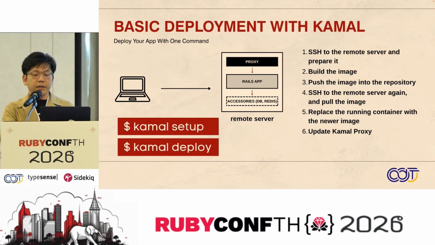Finally, Kamal needs to make sure that the traffic goes to the right container. Kamal runs and manages Kamal proxy in front of your app containers. After the new containers are up and healthy, Kamal updates the Kamal proxy configuration so it points to the new containers and ensures the old containers are no longer receiving traffic. Kamal proxy is what enables zero downtime deploys, clean rollouts and rollbacks. So in summary, a simple Kamal deploy is doing quite a lot.